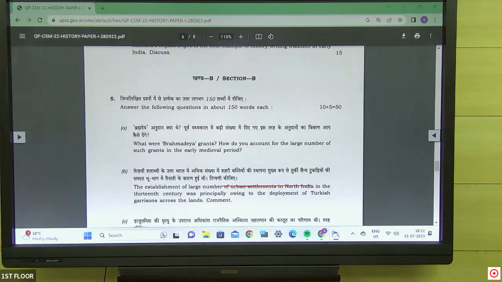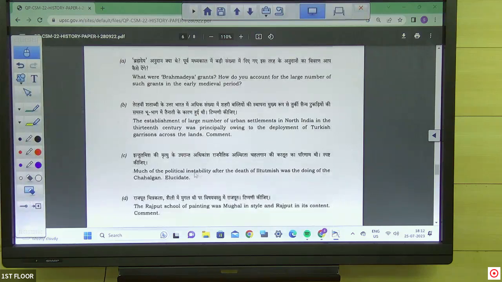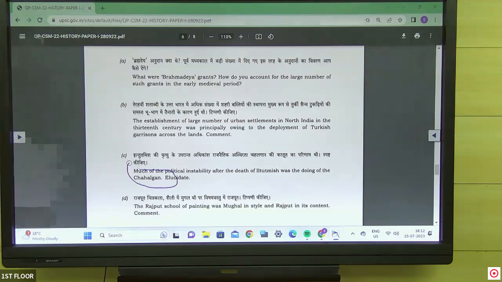Next, 5C will be the 14th unit. The Mongols, the Chahalgani system. The Chahalgani system was introduced by Iltutmish. Where is Iltutmish? Unit number 15. Order. Questions can be asked only in the order. That's why I repeatedly ask students to first study the syllabus. Even for modern history, whatever the topic, I start with the syllabus, in chronological manner. The history optional syllabus, that's it.